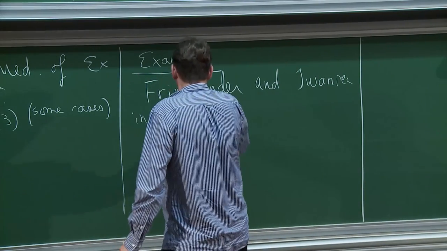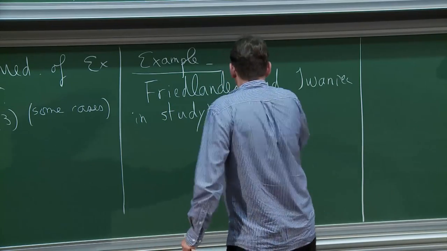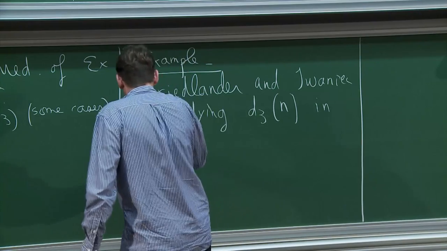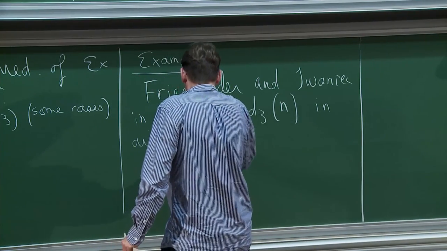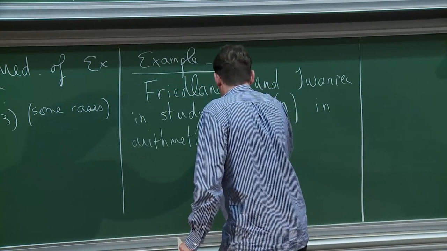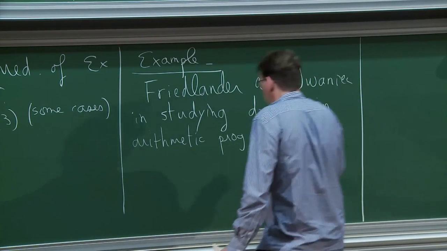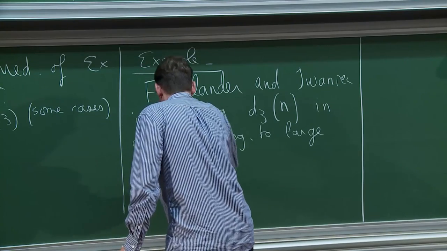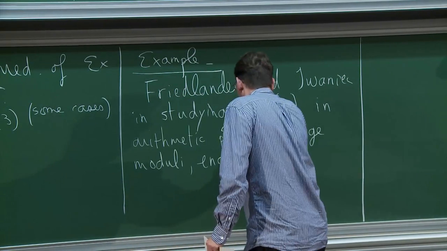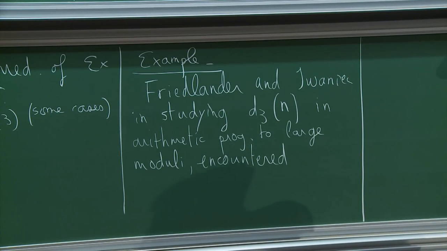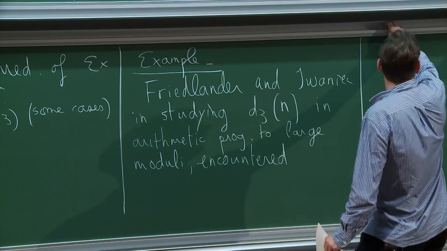So in studying the ternary divisor function in arithmetic progressions to large moduli, as explained by Terry Tao last week, or early this week, I guess. They found that in the end, everything could be reduced to a good estimate for the following exponential sums.